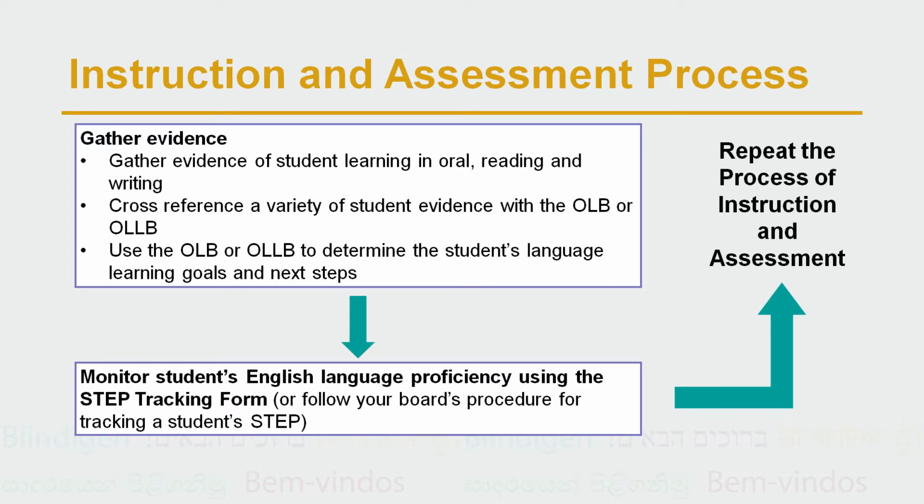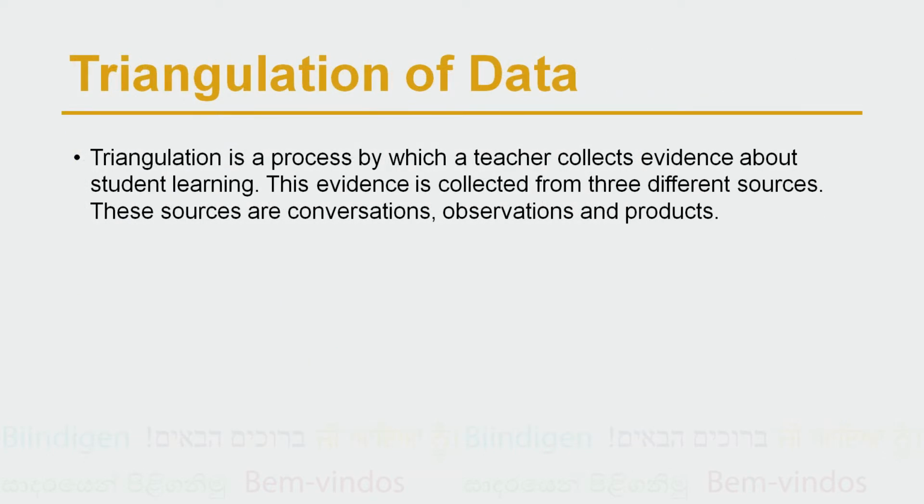In regards to instruction and assessment, evidence of student learning must be documented. The documented information can then be used with the OLB to determine what the student has accomplished and achieved in language proficiency and academic strengths. Teachers can use the OLB to place the student and plan for new learning goals and next steps. This is a continuous cycle that constantly monitors the student's English language proficiency.